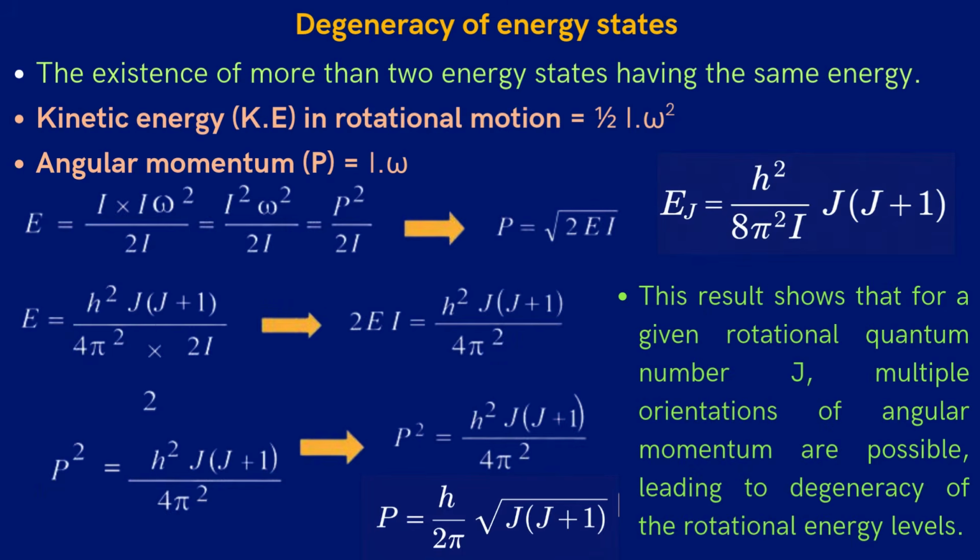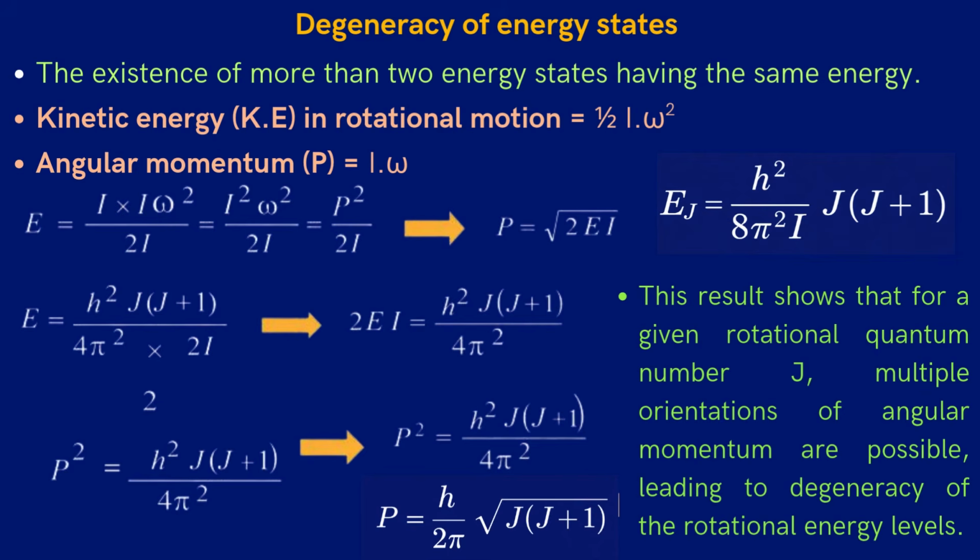Degeneracy of energy states is another factor that affects the signal intensity of rotational spectroscopy. Degeneracy refers to the existence of more than two quantum states having the same energy. For a rotating molecule, the kinetic energy of rotation is given by E equal to 1 by 2 into I into omega square, where I is the moment of inertia and omega is an angular velocity.